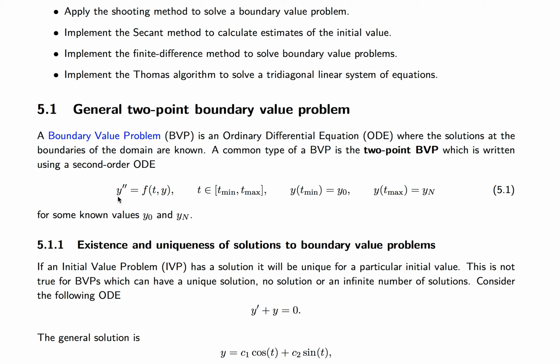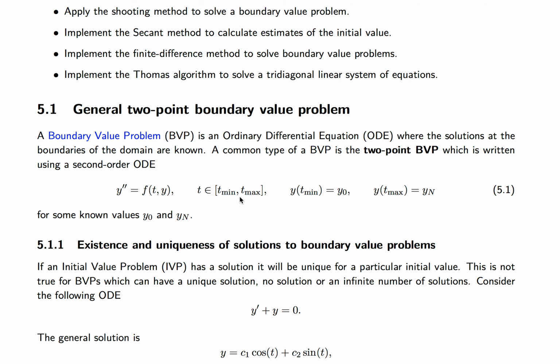So you can see we've got y double dash equals f of t, y. So this is a second order ODE over the domain t min to t max. We have the initial solution as with an initial value problem, so the solution at t min is equal to y0. We've also got another solution, and that's at t max is equal to some value of yn. Okay, so a boundary value problem is so called because we know what the solution is at the boundaries of the domain.